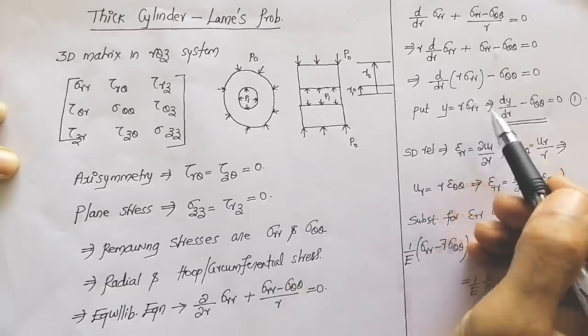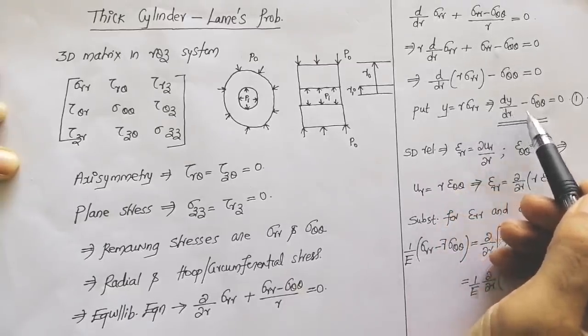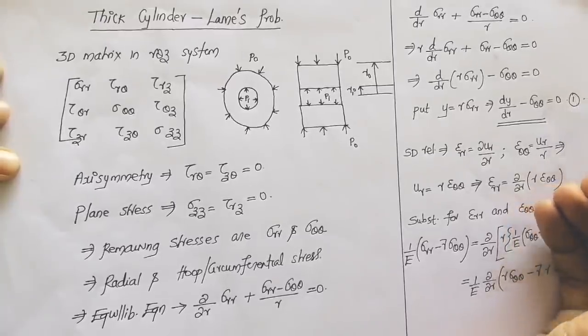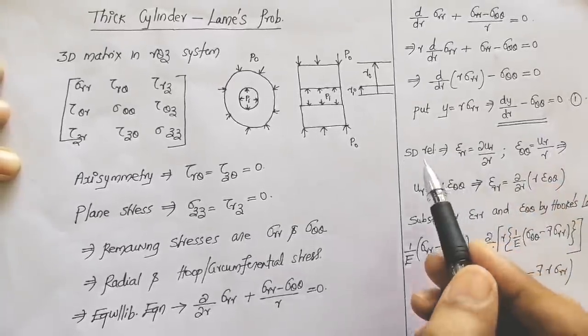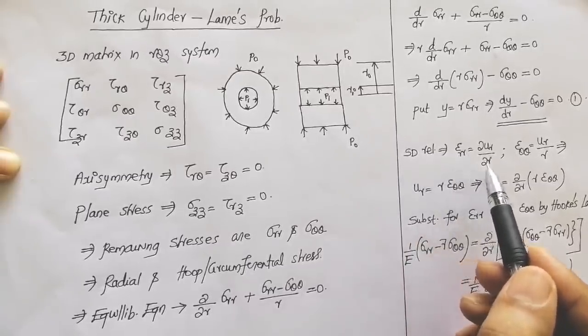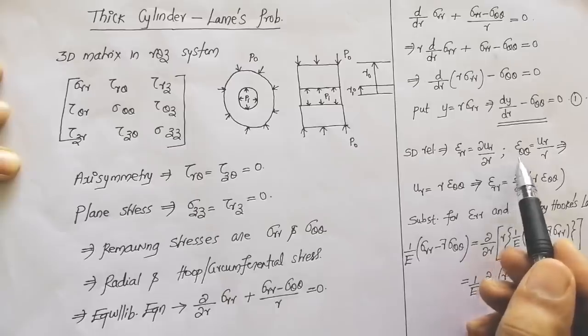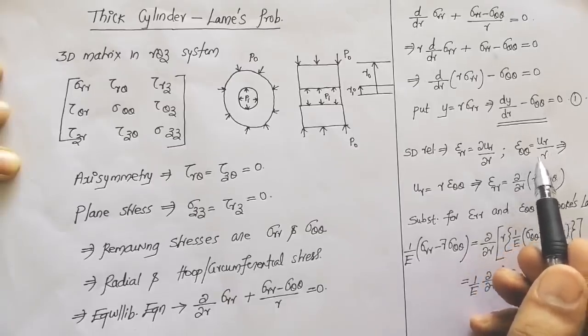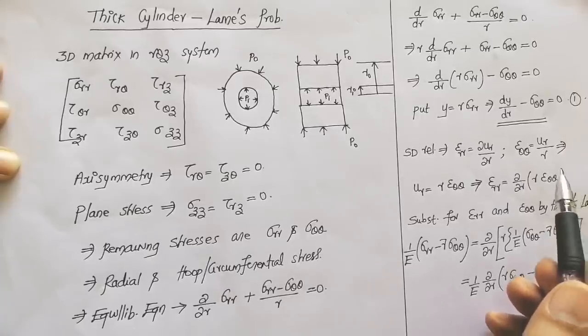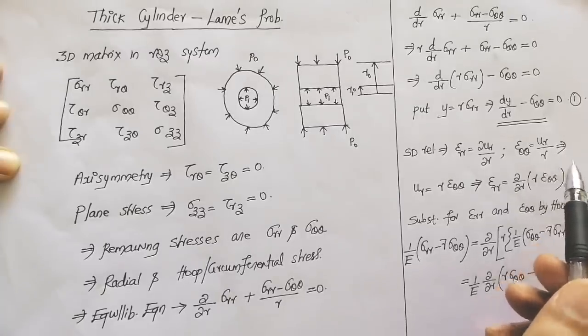So I can rewrite the equation as dy by dr minus sigma theta theta equal to 0. I am marking it as equation number 1. Now what are the strain displacement relations we have discussed? Epsilon rr is equal to dou u r by dou r, epsilon theta theta is equal to u r by r plus some term which you might be remembering if you have learned, but that term vanishes.